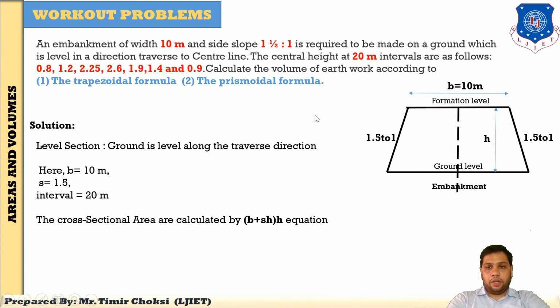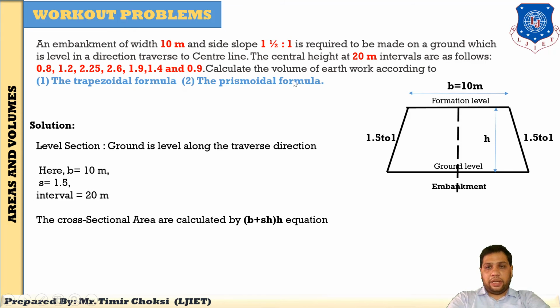So first step, here you have to write the given data. Which type of data is given? First, embankment width: 10 meter is given, B equal to 10 meter. Side slope is given, so you consider 1.5. So S equal to 1.5. Here S is 1 to 1/2, so directly we have written 1.5.